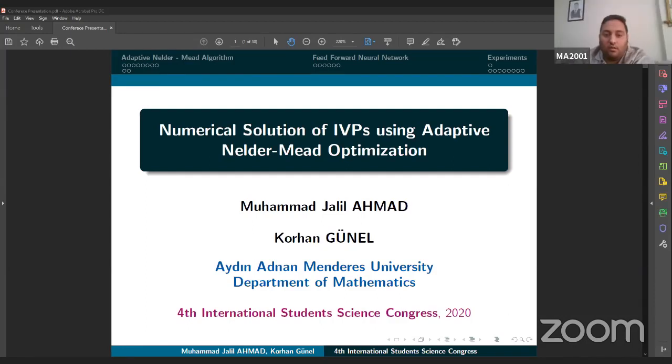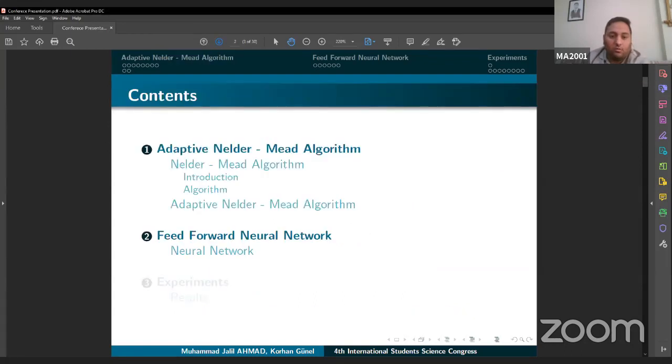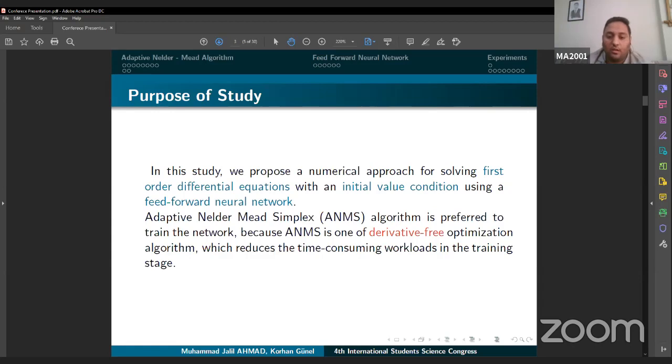Okay, so in our study, we have solved a differential equation with an initial value problem condition using optimization. Here we have preferred to use the adaptive Nelder-Mead simplex algorithm. I have done this study with my professor, Farhan. So without further delay, as I said earlier, in this study we have solved a differential equation. We have used the adaptive Nelder-Mead simplex algorithm, which is a derivative-free optimization algorithm, which means it hugely decreases our workload as we do not have to calculate the derivatives of our function.